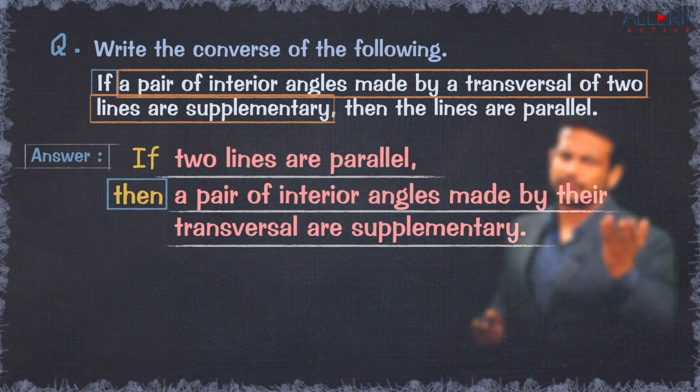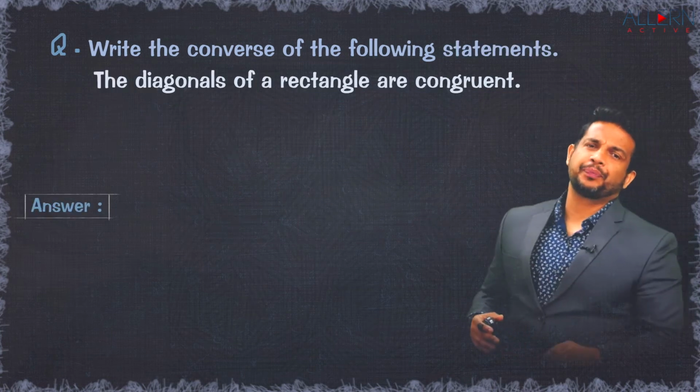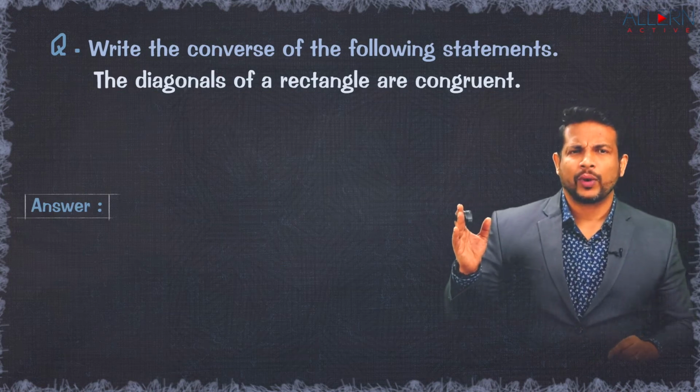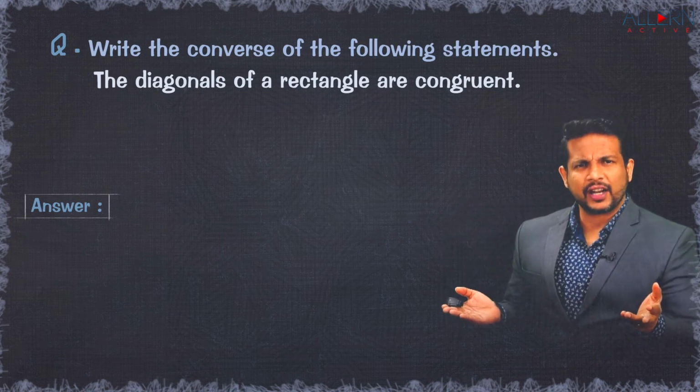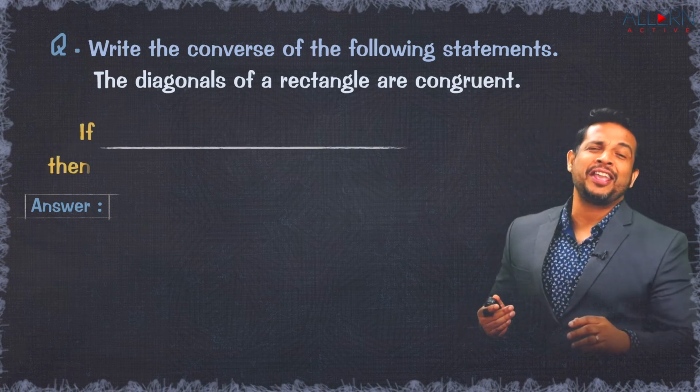Was that easy? Very easy. We wrote that. Beautiful. Let's see another one. This is going to be very interesting. Diagonals of a rectangle are congruent. That's a given statement. Is it in the conditional form? No. Can we write it in the conditional form? Yes. So we write it in the if-then form.